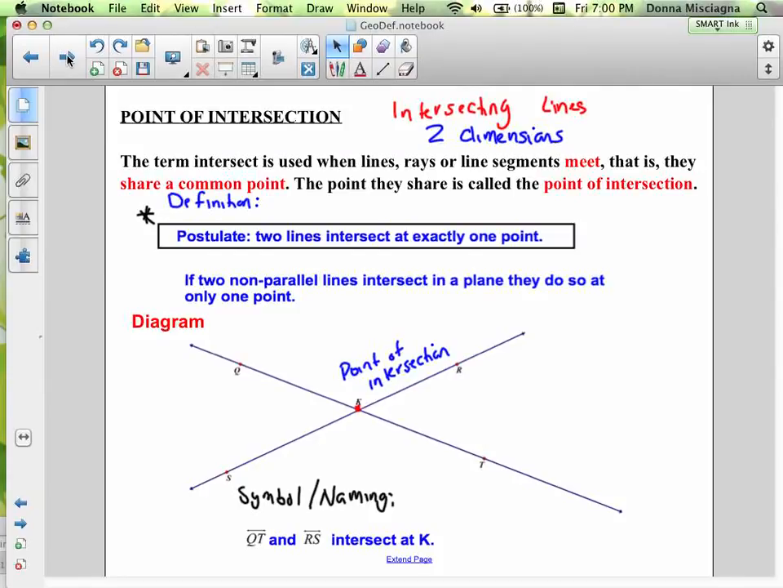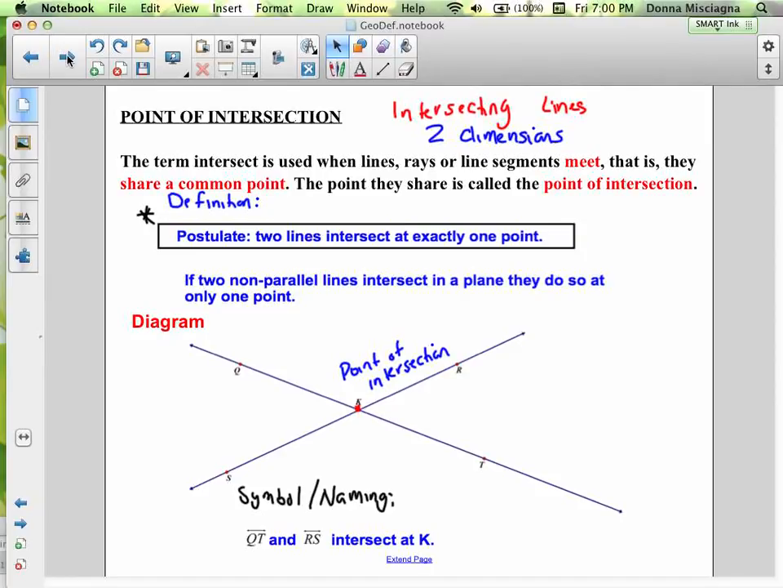Point of intersection. Intersecting lines are going to be 2 dimensions. The term intersect is used when two lines, rays, or line segments meet. That is, they share a common point. The point they share is called the point of intersection. So intersecting lines are in two dimensions because they're going in different directions. But the point of intersection is going to be a point, so that's 0 dimensions.